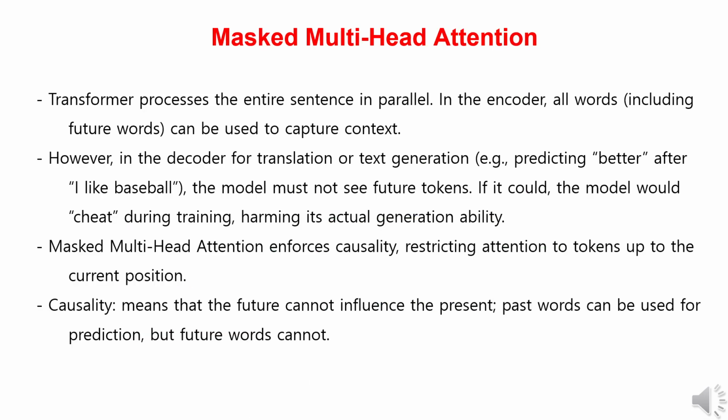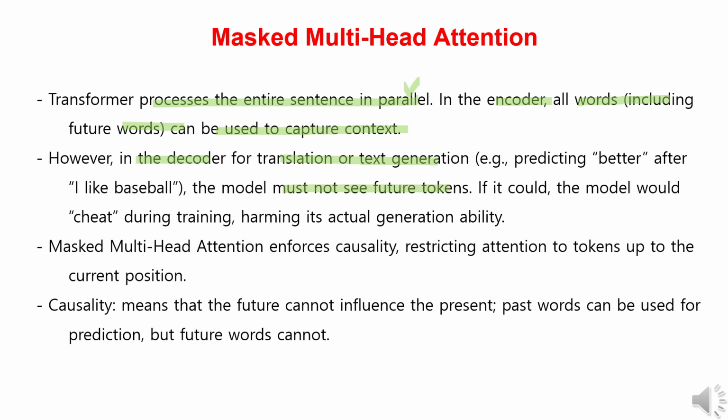The transformer processes an entire sentence at once using a parallel architecture. Because of this, in the encoder, all words in a sentence are allowed to freely attend to one another, including words that appear later in the sentence, enabling the model to capture full contextual information. The situation is different for the decoder. In tasks such as translation or text generation, where words must be generated sequentially, it is not allowed to look ahead at future words that have not yet been generated.